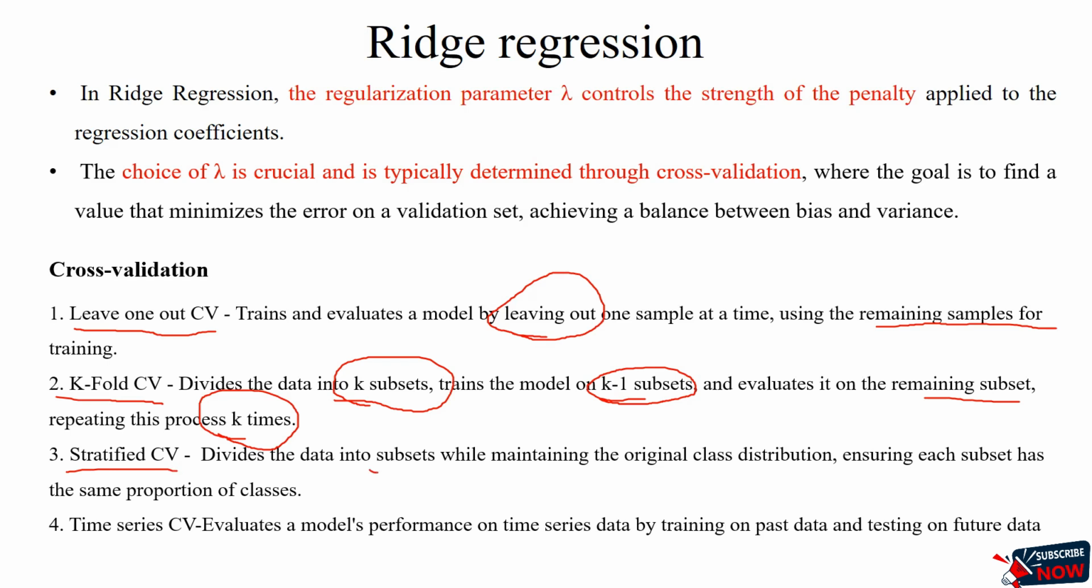Here we divide the data into subsets while maintaining the original class distribution, ensuring they have the same proportion of classes. Suppose in a data set, 70% of the data belongs to the label male and 30% belongs to the class female. In this case, 70% of the data would be taken from the male class and 30% from the female class. This is how stratified cross-validation is done.